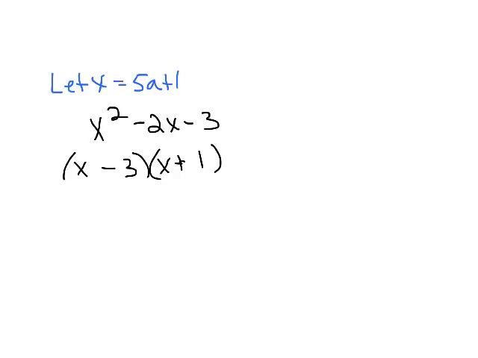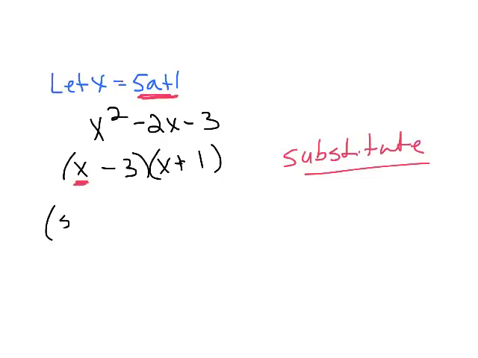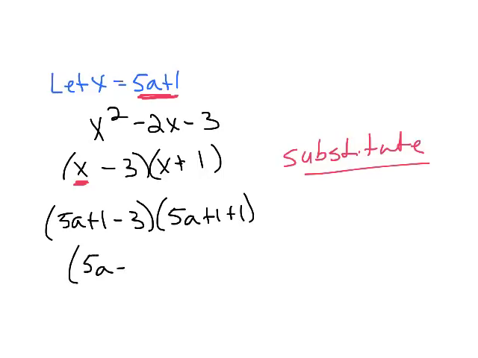But at this step, remember to substitute. Substitute the original expression back in. So instead of an x, I have to replace that with the 5a plus 1. So that ends up being 5a plus 1 minus 3, 5a plus 1 plus 1. So my final answer is 5a minus 2 and 5a plus 2.